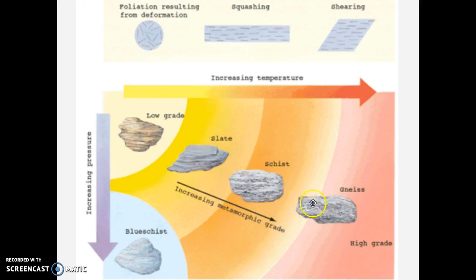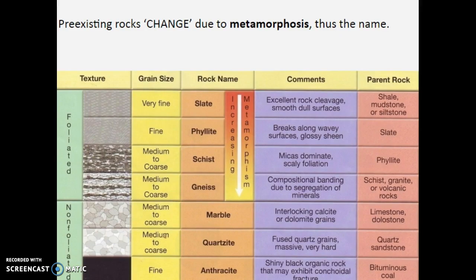And gneiss, we get these very defined bands. These are higher grade metamorphic rocks. They've just been metamorphosed. They've been subjected to more temperature and pressure. And we can see that again here. And these are the rocks we'll need to know. We've got slate that comes from muds, right? Shales and mudstones. They have good cleavage and they have dull, smooth surfaces.